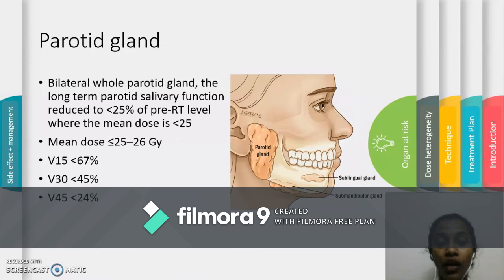Moving on with the other organ, it will be the parotid gland. For the bilateral whole parotid gland, the long-term parotid salivary function reduced to less than 25% of pre-RT levels, where the mean dose will be less than 45 Gray. The mean dose will be less than 25 to 26 Gray. For the volume of 15, it will be less than 67%. For volume 30, it will be less than 45%. And for the volume 45, it will be less than 24%.